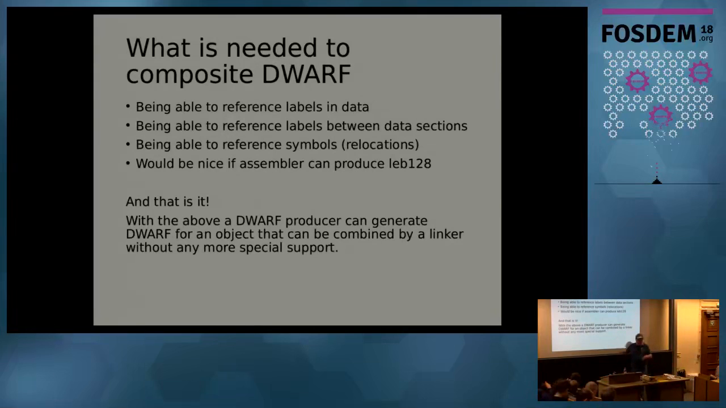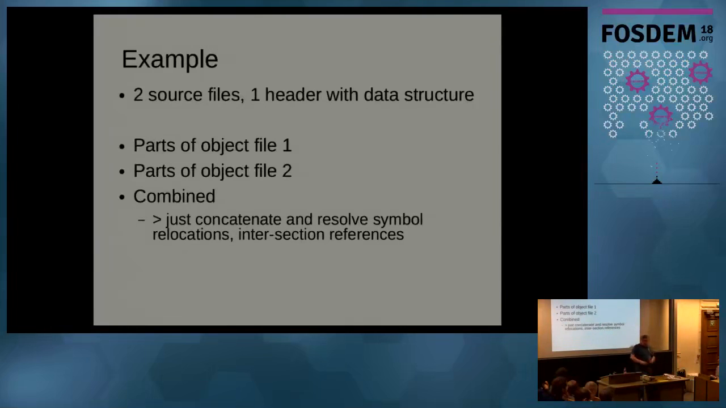With just that, which is basically a generic assembler linker, you can combine DWARF. One of the nice things about that is that you can combine different DWARF producers. You have a C file and an assembler file. You get two object files, and they get combined even though they have different DWARF producers. You don't have to know anything about the DWARF. They get combined.